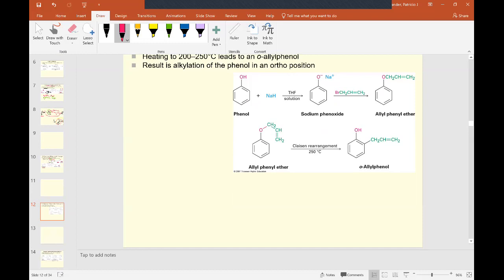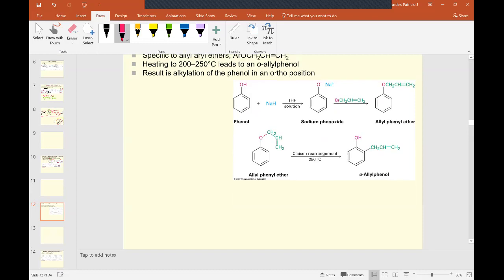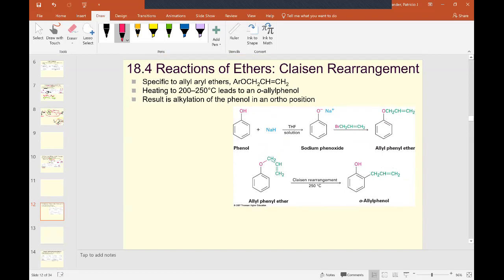Okay, and then the next reaction we have is the so-called Claisen rearrangement. The Claisen rearrangement is a very cool reaction. I really like this reaction. So what happens here? First, we need to learn how to make an allyl phenyl ether. Allyl phenyl ether. So here is the product, allyl phenyl ether.